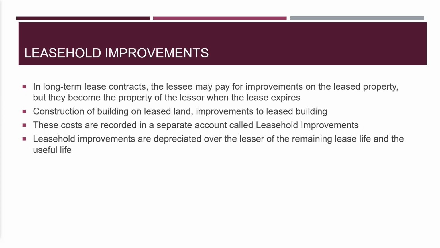Now these costs are kept in a separate account for leasehold improvement, and they will be amortized or depreciated over the remaining useful life of that lease term, not the asset's useful life, because the asset will belong to the lessor at the end of the lease term. The improvements done by the lessee will belong to the lessor at the end of the lease. That is why they are depreciated over the lease term, not the useful life. So a fine distinction to keep in mind.